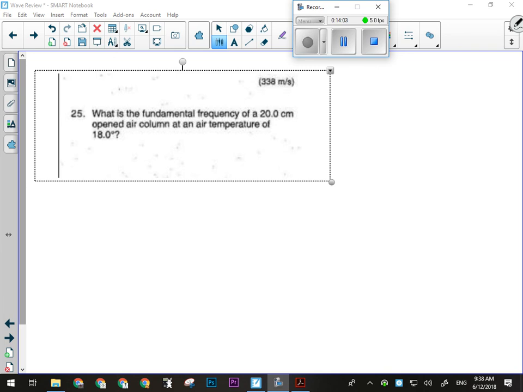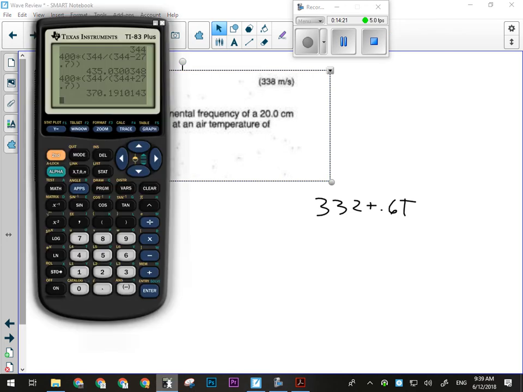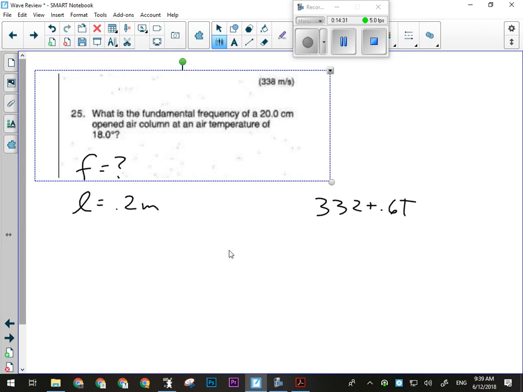We're looking for the fundamental frequency. So we're looking for f of a 20 centimeter open air column. We know length is 0.2 meters and the air temperature is 18 degrees. So we're going to go 332 plus 0.6 times T to get us our speed of sound. All right, so we're getting 342.8, and that'll be meters per second.